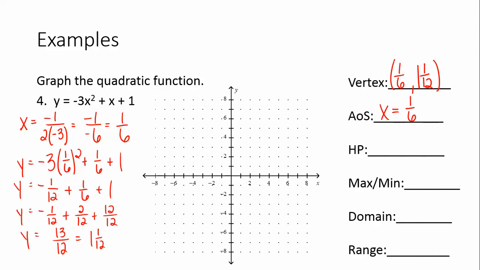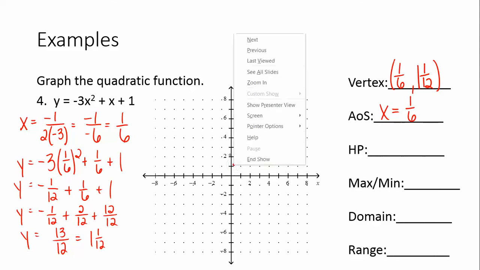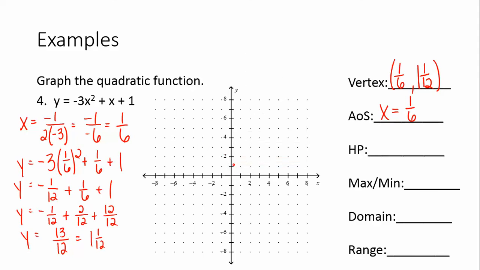So 1/6, 1 1/12. That's going to be here. Oops. It's going to be right about there. So it's 1/6 over and 1 1/12 up. That's where your axis of symmetry goes through.